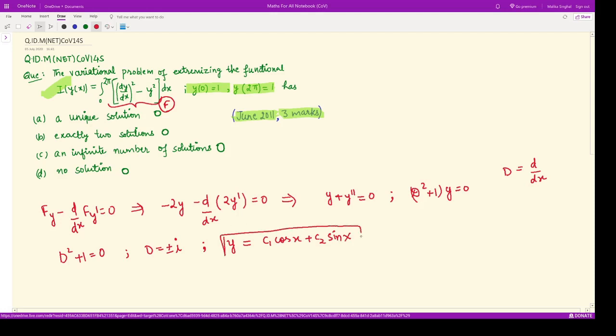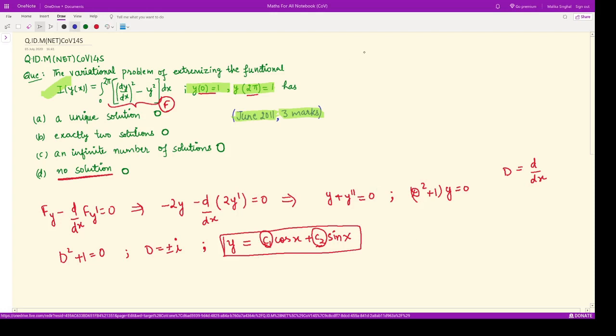Now depending on these arbitrary constants c1 and c2, we can decide whether this is a unique solution. If we have a particular value of c1 and a particular value of c2, then we can specify that it is a unique solution, or if we have a plus minus here, we can say that it has two solutions. And if these constants can take multiple values, then we would have an infinite number of solutions, or if there's a clash between the two values at the boundary, then it would have no solution. So let us see what is the case here.